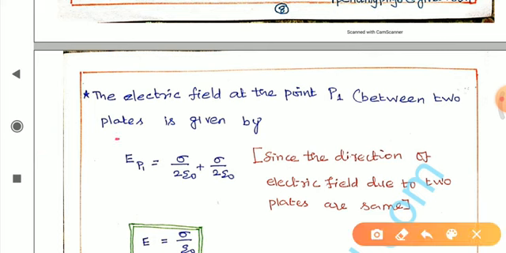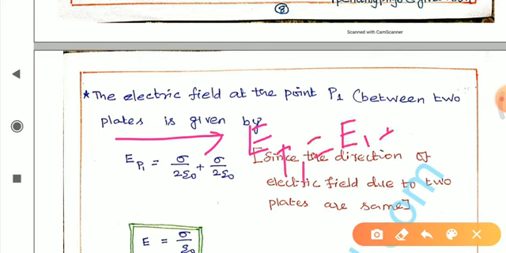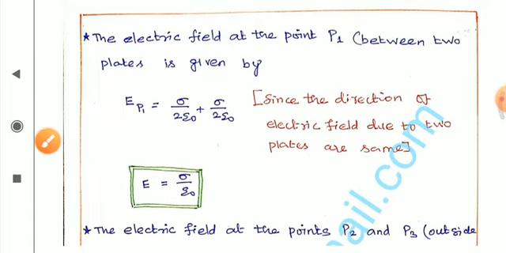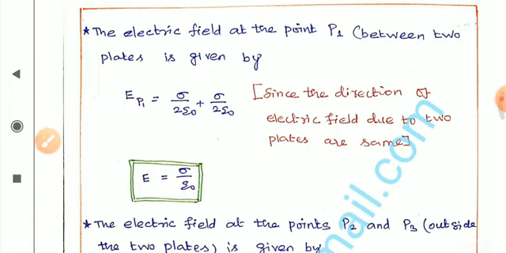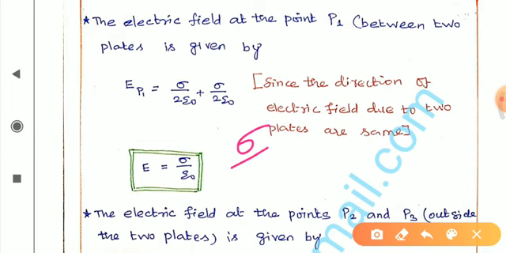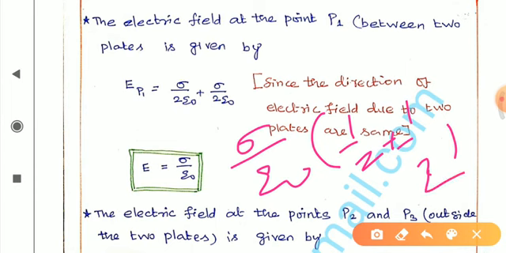Otherwise, we can write one more step here: E at the point P1 is equal to E1 plus E2, since they are acting along the same direction, so they can be added up. After that it can be simplified. Sigma by epsilon naught is common, then the remaining 1 by 2 plus 1 by 2, half plus half, is equal to what? 1. So finally we get the value E is equal to sigma by epsilon naught.